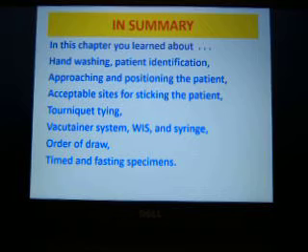We talked about approaching and positioning our patients. We talked about how this is a customer service driven job. There's no job that isn't involved in customer service. You want to make sure you introduce yourself, ID your patient, make sure that they're comfortable and safe, make sure you communicate properly and respectfully with them. We talked about acceptable sites for sticking your patients. We talked about tourniquet tying and timed specimens, order of draw. We talked about the winged infusion set, syringes, and vacutainer systems. So this wraps up Chapter 10.